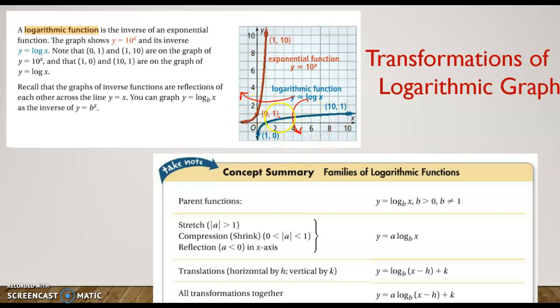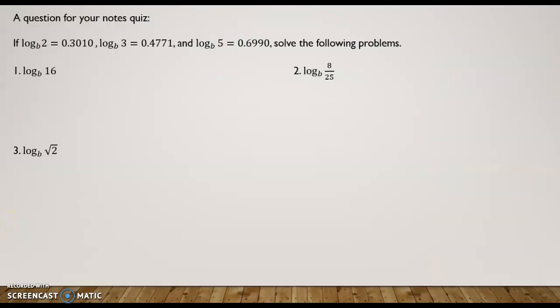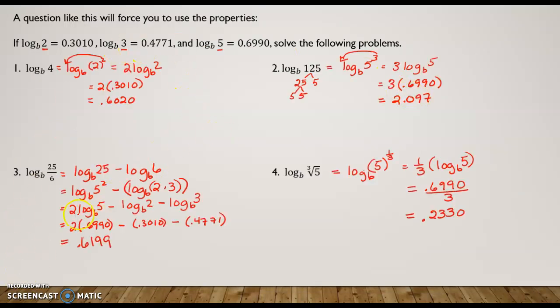These are inverses of each other because, as you can see, they are reflections over the y equals x line. So that's it so far. The big thing on this is your properties of logarithms and being able to use them. So I'll see you in class.